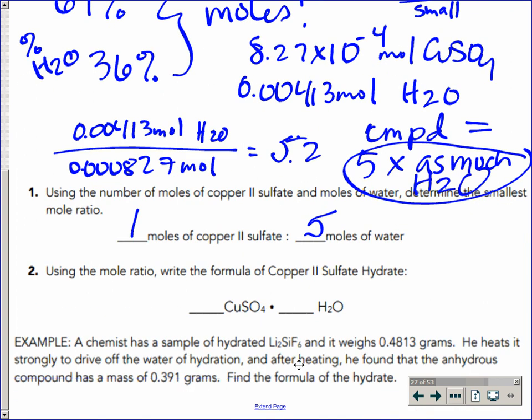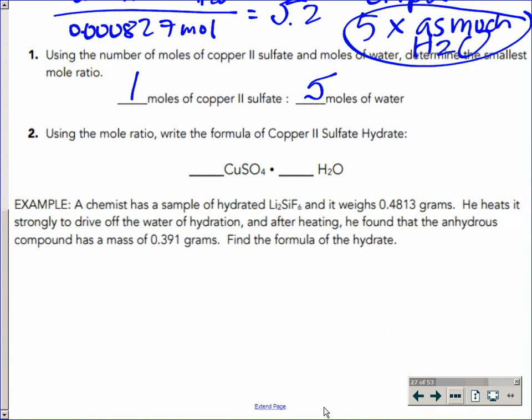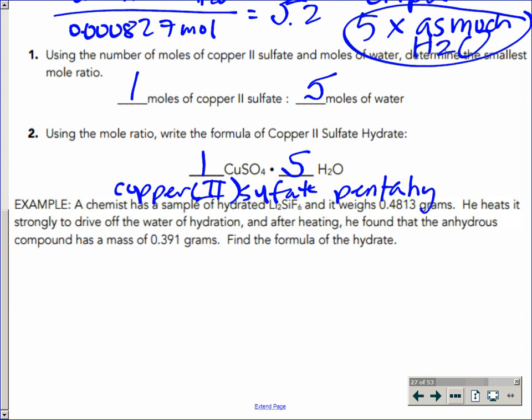So what I would then write, you guys see where I am on the worksheet? Like towards the middle, bottom. So what I should write here is, since I have 5 times as much water, I have a 1 to 5 mole ratio. I'm going to have 1 copper 2 sulfate for every 5 waters. Therefore, I would name this as what? Name it for me. Copper 2 sulfate. Pentahydrate. Where are you getting penta from? The 5, right.